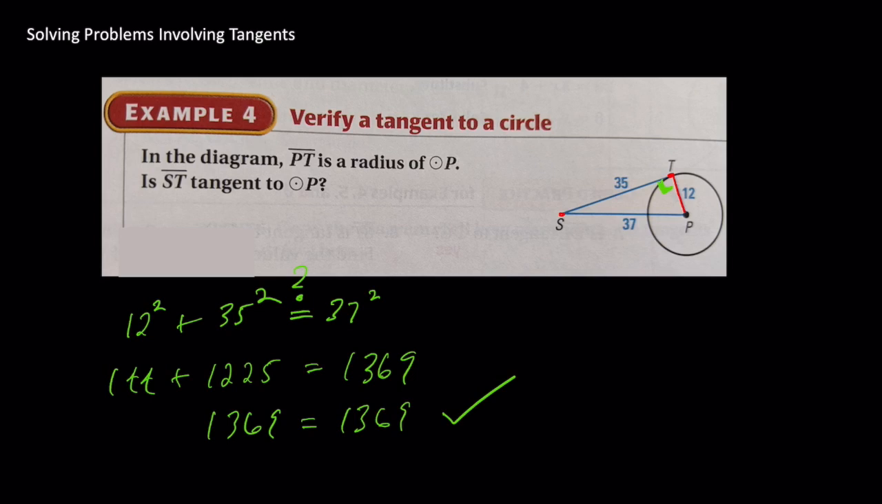And if it's a right triangle, we know that angle STP is a right angle. And if that's a right angle, we know that the radius, TP, is perpendicular to TS. And if the radius is perpendicular to that line, then it is indeed a tangent. So yes, it is a tangent.